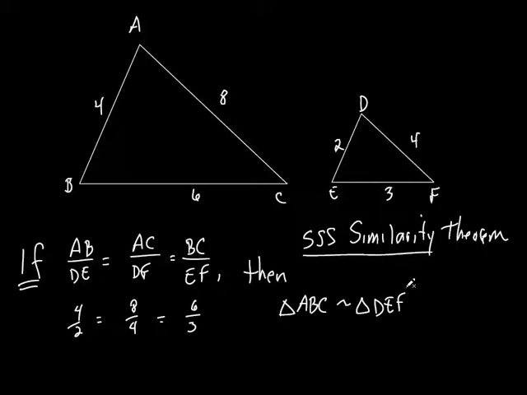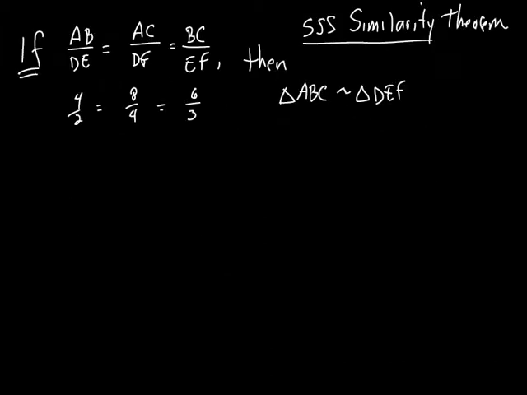Does that make sense? I didn't know anything about the angles at first, did I? All I knew is that the sides were in proportion. If all the sides are in proportion, then I can say that the triangles are similar. If the triangles are similar, that also means that the corresponding angles have to be equal. So this is the only thing I knew, but then I could figure out that A and D, B and E, and C and F are all equal to each other. We good with that? All right, here's another one.